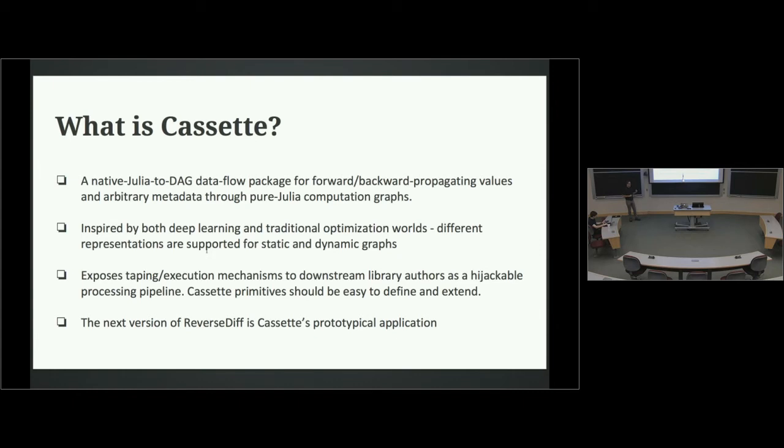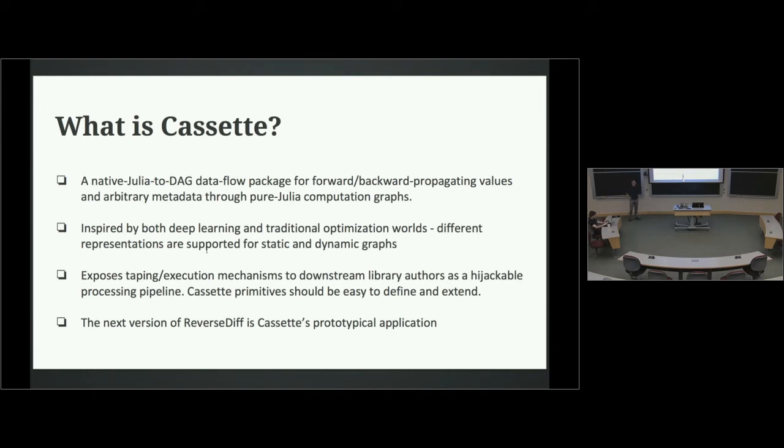So if there's going to be a primitive that I want to record, you can overload a method using normal Julia code that overloads the record operation for that primitive, or the play operation for that primitive, or the rewind operation for that primitive, et cetera, et cetera. There are a couple of these modes. It makes Cassette primitives pretty easy to define and extend.